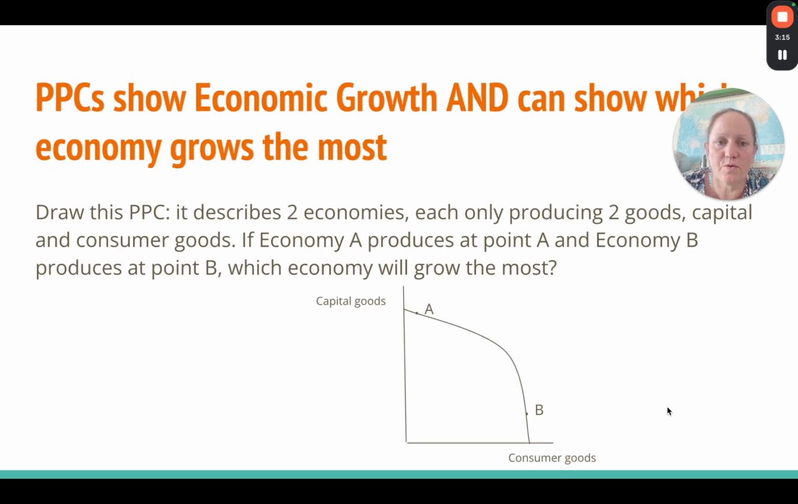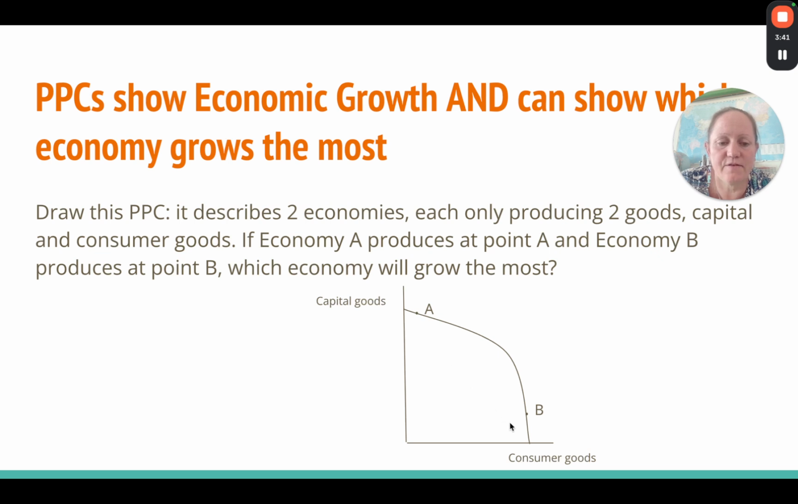You can show which economy grows the most. You can compare two economies. Here you've got economy A producing more capital goods and economy B producing more consumer goods. And if you were to take these, the example in your worksheet shows the production of, let's say, fish here and fishing rods or fishing nets here.